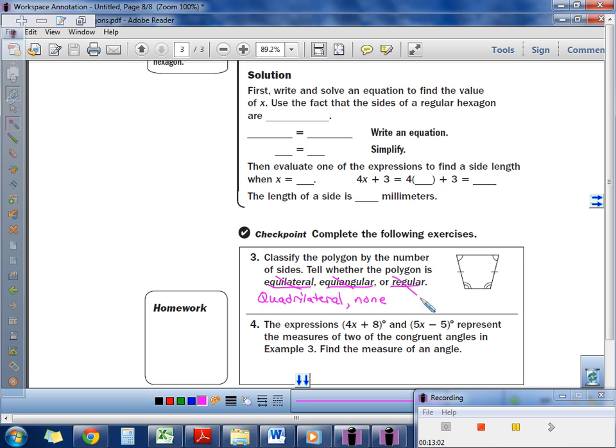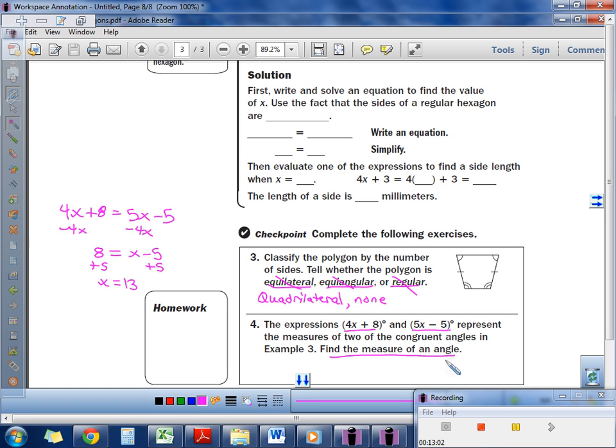The next one, it says the expression 4x plus 8 and 5x minus 5 represent the measures of 2 of the congruent angles in example 3. Well, if the angles are congruent, then how can we set that up? Set these equal to each other. 4x plus 8 equals 5x minus 5. We deal with x's first. Which x do we move first? The 4x. It's positive right now, so we need to subtract it from each side. We get 8 equals x minus 5. To get rid of minusing 5, we need to add 5 to each side. We get x is 13. Good job.